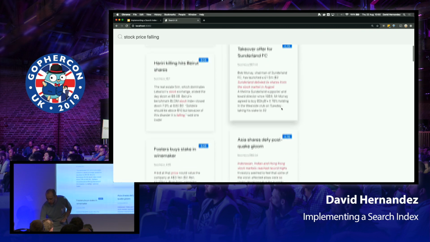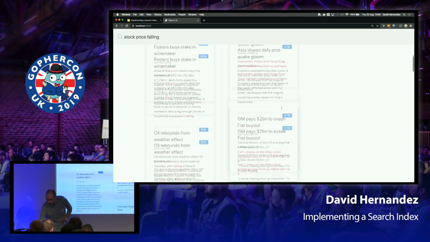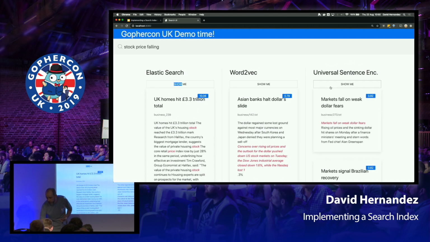Yeah, it has more results. I played around with that for a bit. And this third implementation, I'm going to explain what it is, is another kind of model that converts sentences to vectors, and it also gives pretty good results. Markets fall on weak dollar fear. So it's kind of similar results. So what does it mean? Elasticsearch is really good for matching keywords.